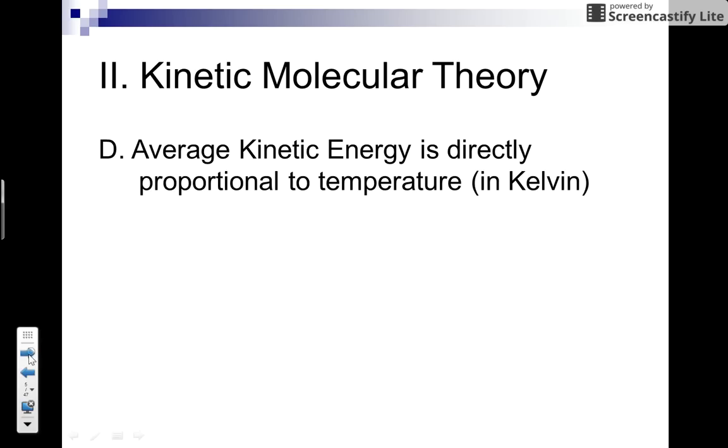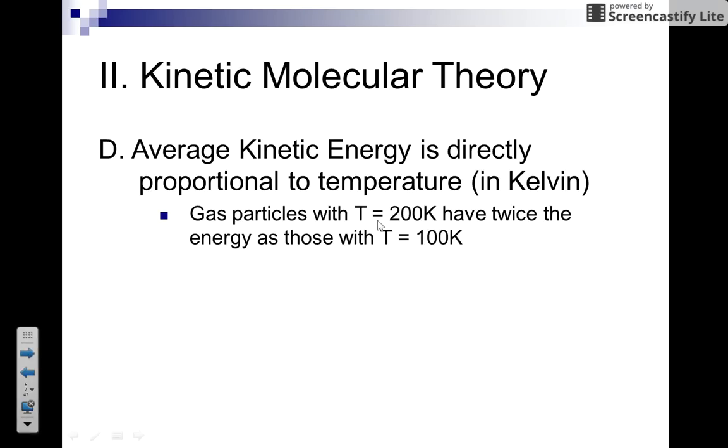So what does that mean? Well, it means gas particles that have a temperature of 200 Kelvin are going to have twice the kinetic energy as gas particles that would be at 100 Kelvin. Directly proportional means if the temperature is doubled from 100 to 200, the kinetic energy will also be doubled. One goes up, the other goes up. If the temperature goes down, the kinetic energy goes down.